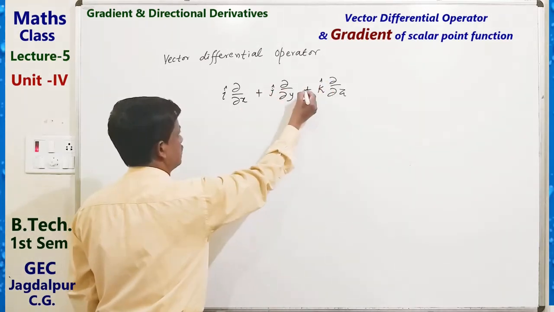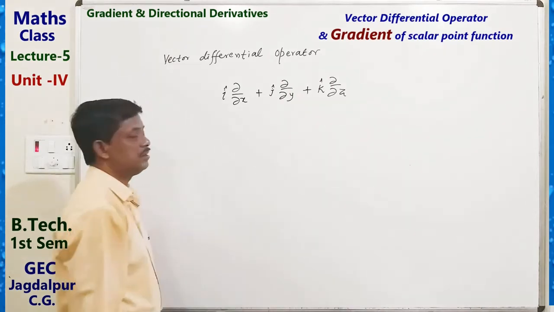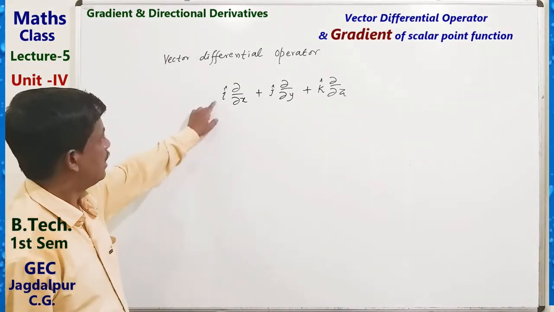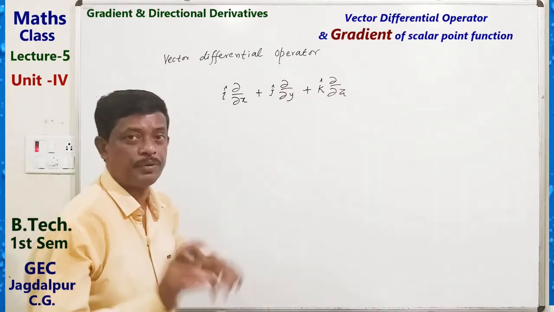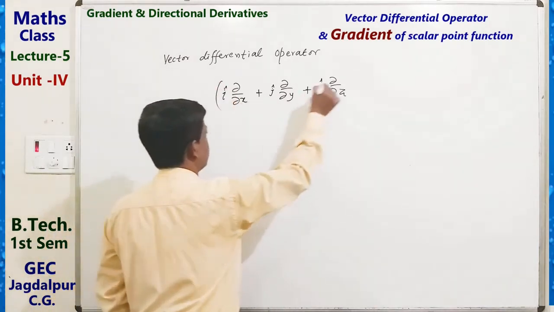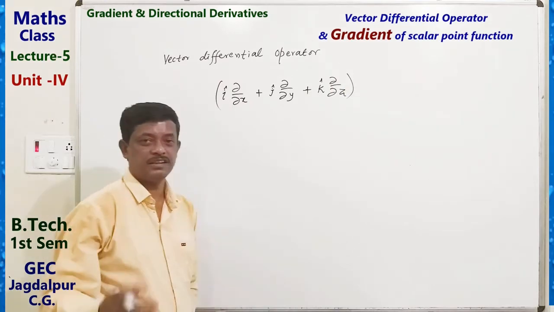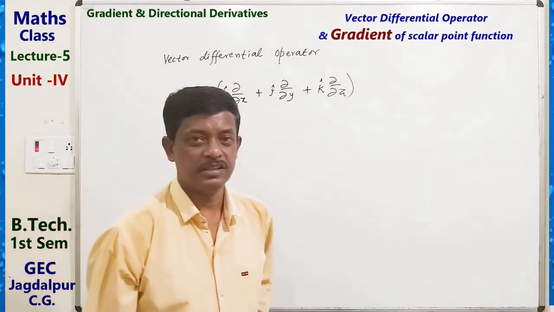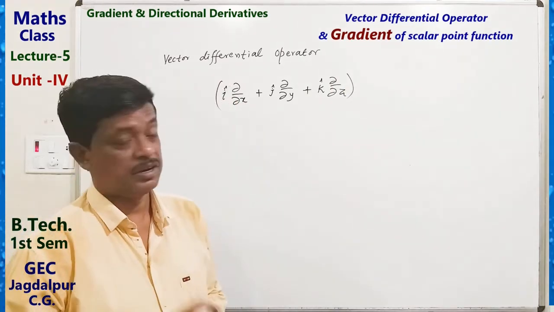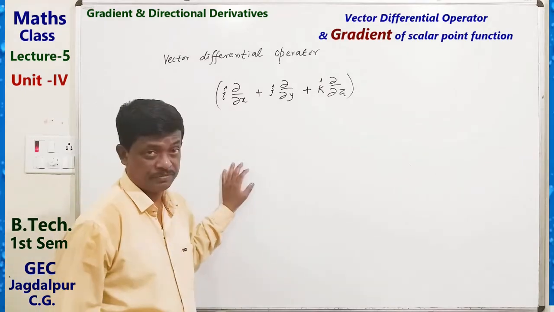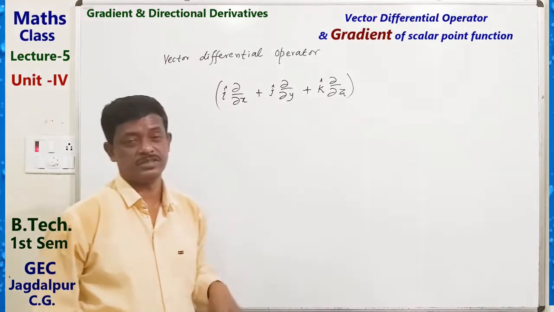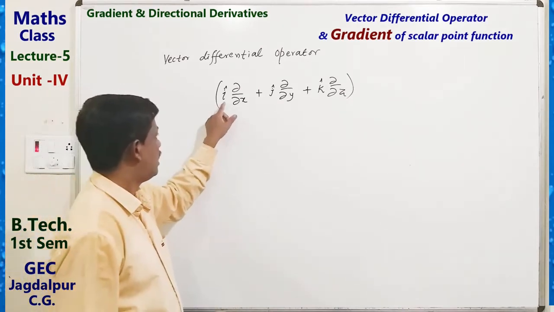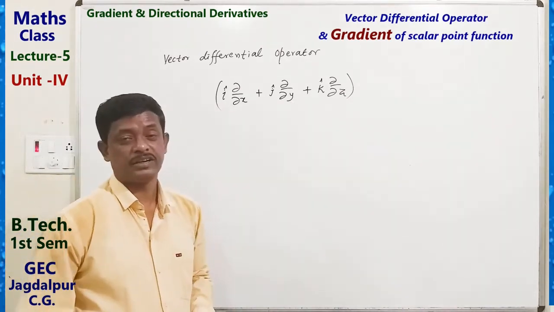This combination is the vector differential operator: i del/del x plus j del/del y plus k del/del z. This is an operator, just like dy/dx is a differential operator. This is a vector operator, a vector differential operator. Why? Because this is a differential operator, this is a differential operator, this is a differential operator, and also i, j, k are vectors. So vector differential operator.